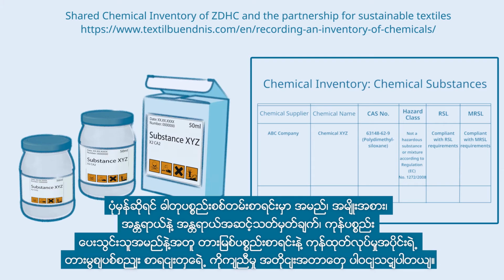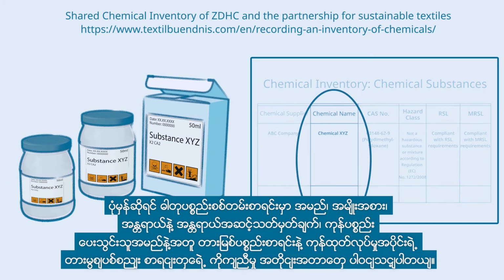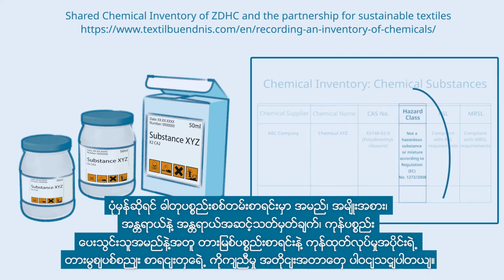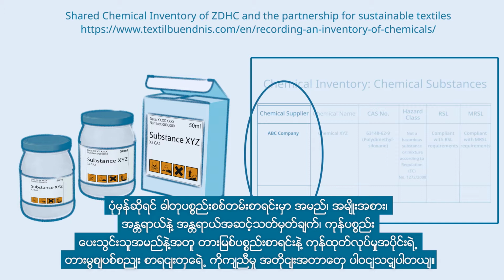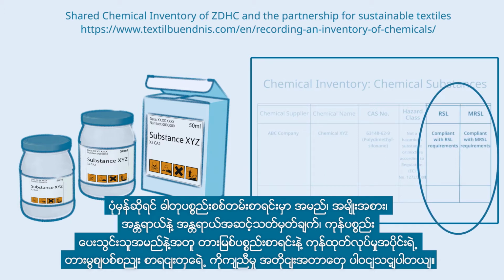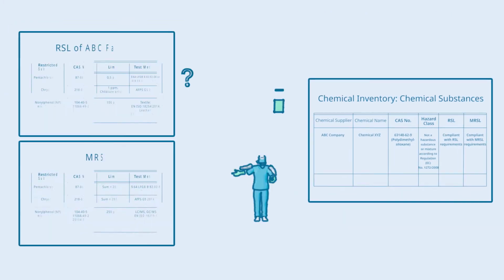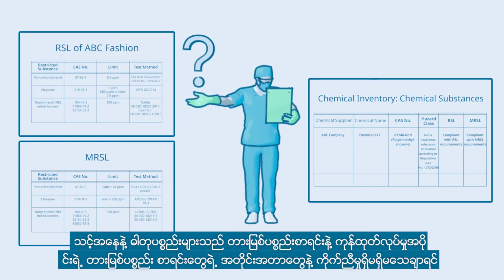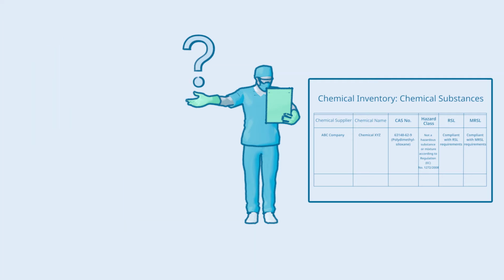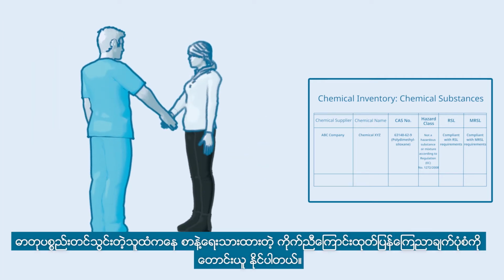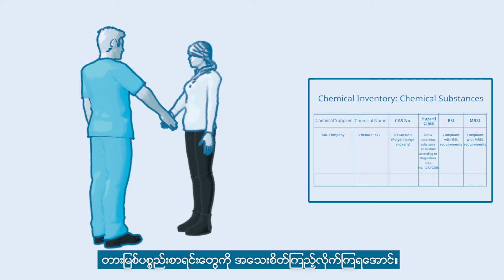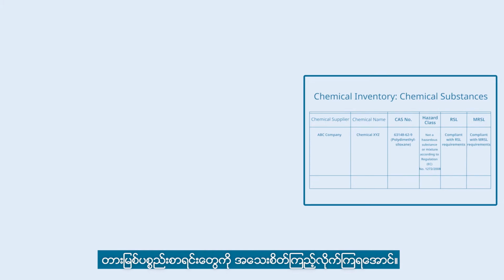Typically, the chemical inventory should indicate the name and type of chemical substance, the hazard and hazard class, the name of the chemical supplier, and the level of conformance to RSL and MRSL. The shown inventory is strongly simplified. For an example of an actual inventory, check the inventory format that is recommended by the Partnership for Sustainable Textiles above. If you are unsure whether the chemicals conform to the RSL and MRSL, request a written conformity declaration from the chemical supplier. Let's take a closer look at the RSL and MRSL.